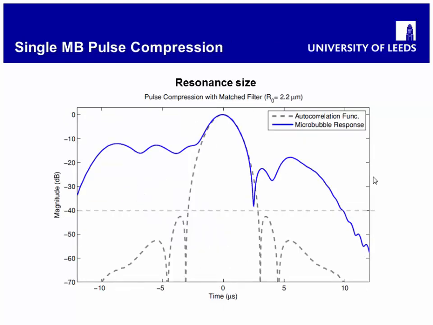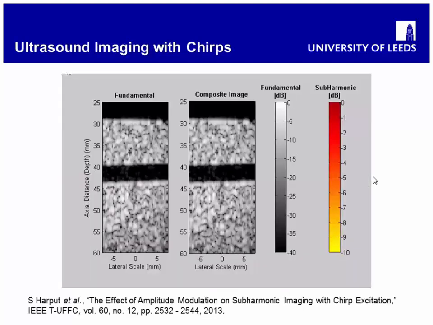And if you want to do pulse compression on these signals, for example, this is the resonance case, you can still do pulse compression. The gray dashed line is the autocorrelation function. You get similar behavior on the main lobe, but the side lobes are a lot higher than what you would expect. So this is the 40 dB line, which you need for most of the imaging applications. So if you want to do imaging with this, you're going to have a really bad quality image, basically. But I did use them for subharmonic imaging, for example, and it was possible to do.